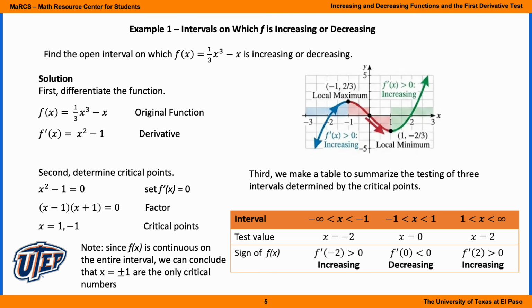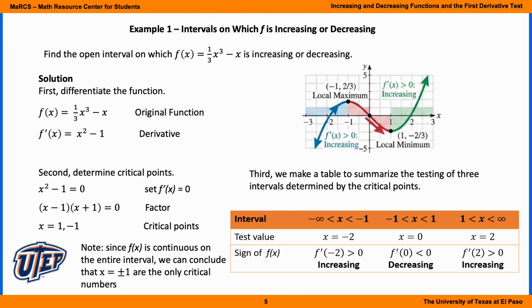Here we're given an example where we're told to find the open intervals on which the function f of x equals x cubed divided by 3 minus x is increasing or decreasing. First we will differentiate the function, so we will take the derivative. That means that f prime of x is equal to x squared minus 1 using the power rule. Next, we can determine the critical points by setting the derivative equal to 0. So x squared minus 1 is a difference of squares, so we can factor it into x minus 1 times x plus 1, set each of those equal to 0, and we get that x equals 1 and x equals negative 1 for our critical points.